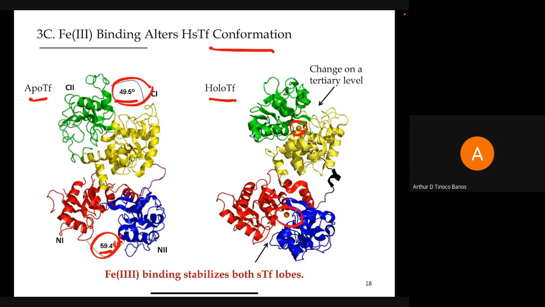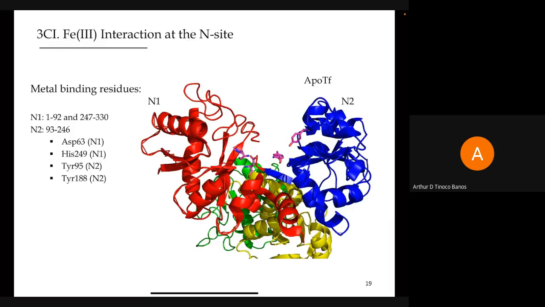And that structural change actually serves to stabilize this protein. And as we'll see, it also serves to stimulate the recognition of this complex by the transferrin receptor.